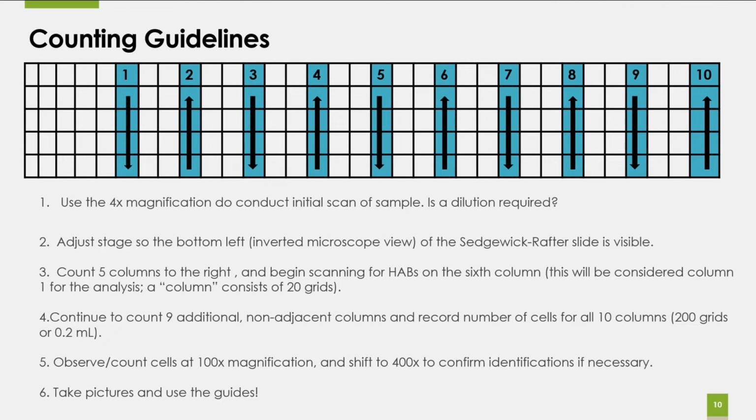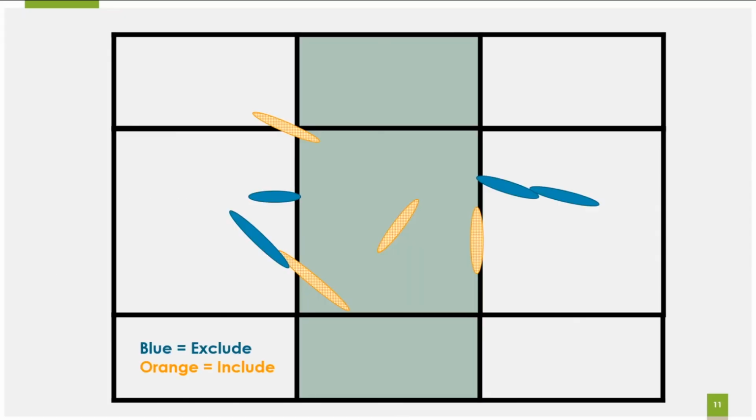So that's general counting guidelines. Now a quick review of this little makeshift slide of what you count as in or out. Because like I said, the Sedgewick Rafter has these grid lines. If you're counting a column and you see a cell and you're like, wait, is that in the column I'm counting, or is that not in the column I'm counting? This is a little guide to help you figure it out. It's pretty straightforward. Most of all, you want to be consistent.